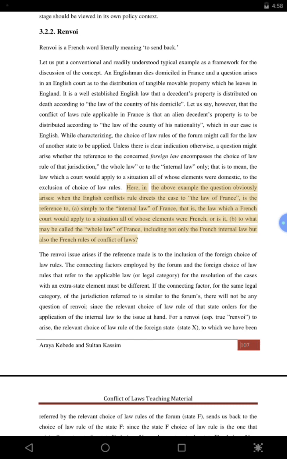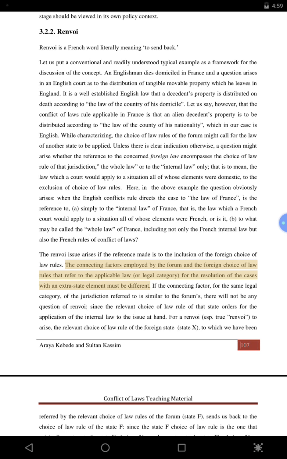Here, in the above example the question obviously arises, when the English conflicts rule directs the case to the law of France, is the reference simply to the internal law of France, that is, the law which a French court would apply to a situation all of whose elements were French, or is it to what may be called the whole law of France, including not only the French internal law but also the French rules of conflict of laws? The Renvoi issue arises if the reference made is to the inclusion of the foreign choice of law rules.